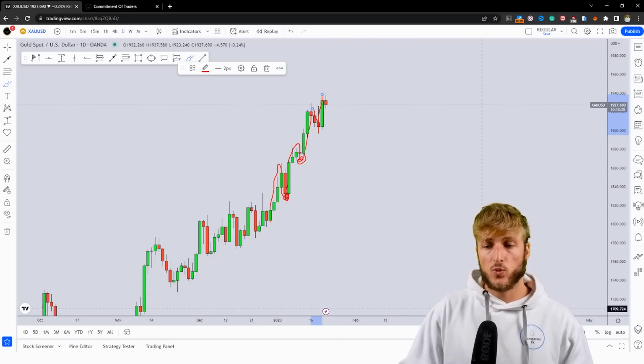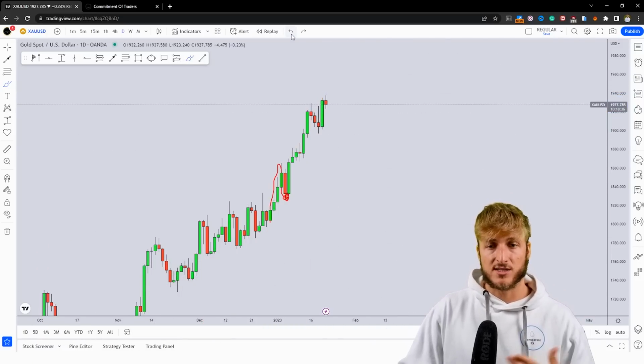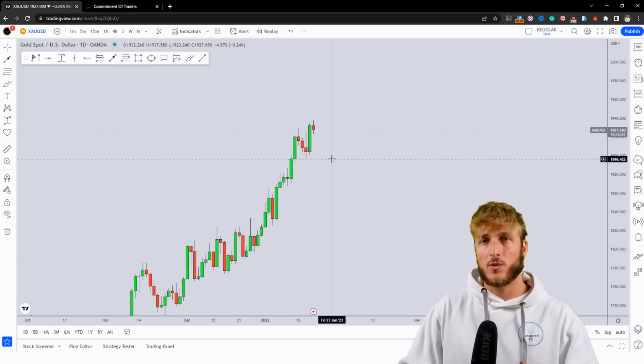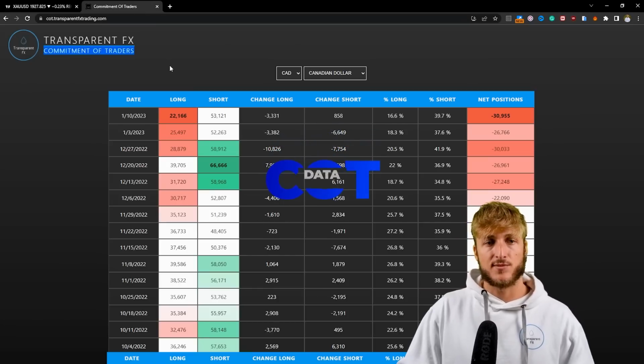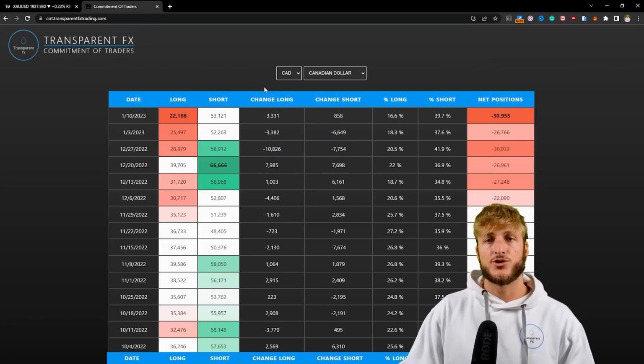However, at the moment, what do we have and how could we be looking for the next potential move? Now, before we continue with our analysis from a daily perspective, let's first see what we have when it comes to the commitment of traders, the COT data, which is what the non-commercials, the biggest speculators in the market, are doing.